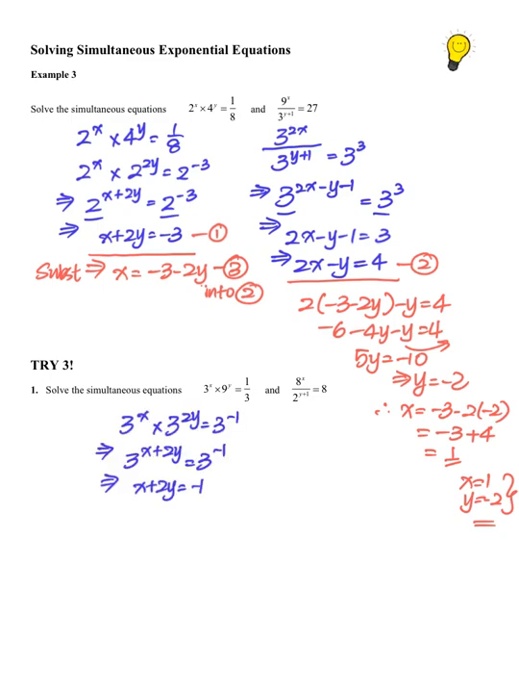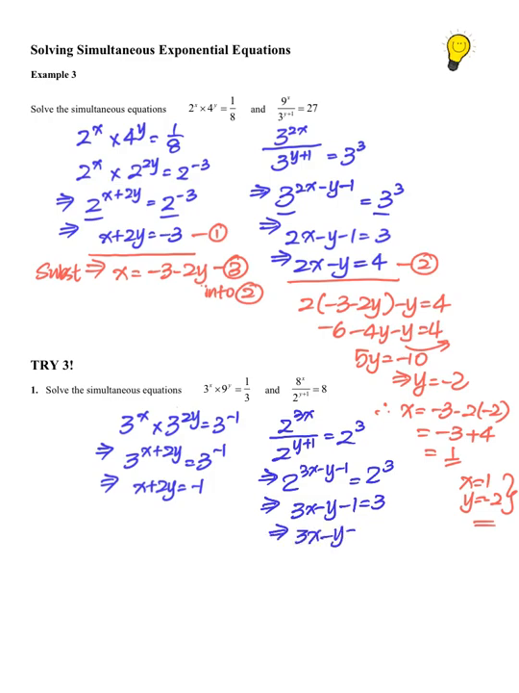So this is actually 2 to the power of 3x over 2 to the power y plus 1 equals to 2 to the power 3. So this is 2 to the power 3x minus y minus 1 equals to 2 to the power 3. So this would be 3x minus y minus 1 equals to 3. 3x minus y equals to 4. Okay, so this is equation 1, this is equation 2.